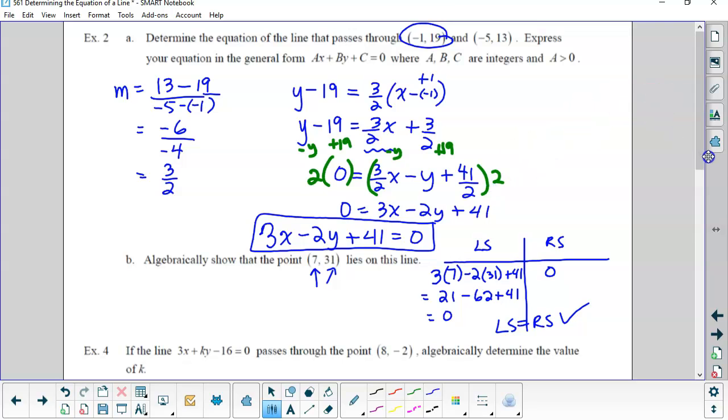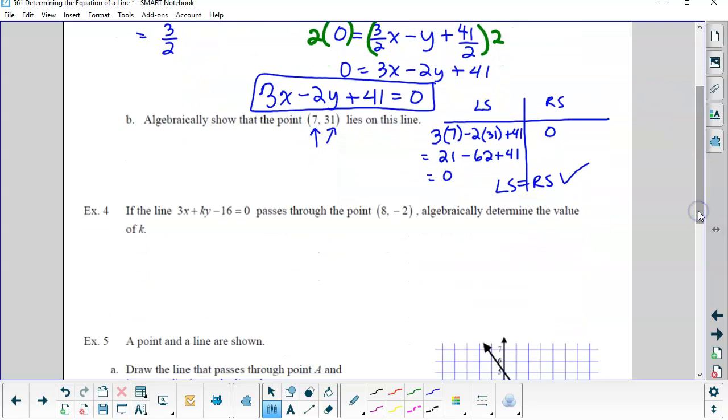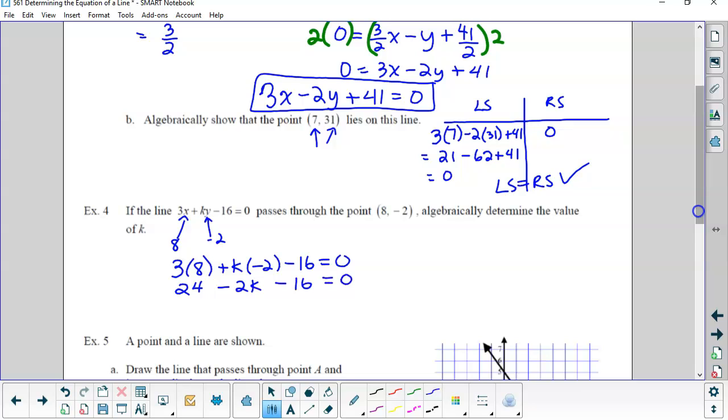Next one, if the line 3x plus ky minus 16 equals 0 passes through the point (8, -2), determine the value of k. So that means we substitute 8 in for x and negative 2 in for y and solve for k. Negative 2k, that's going to be plus 8 equals 0. So negative 2k equals negative 8, k equals 4.